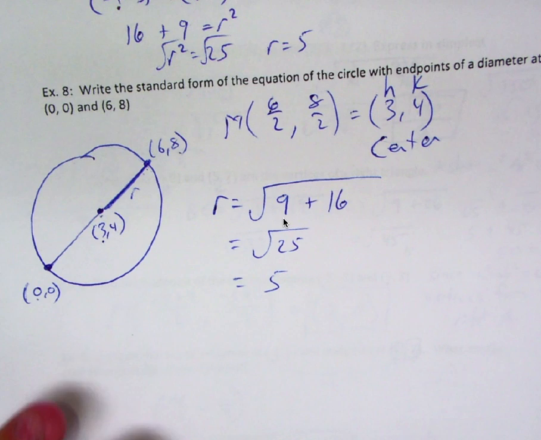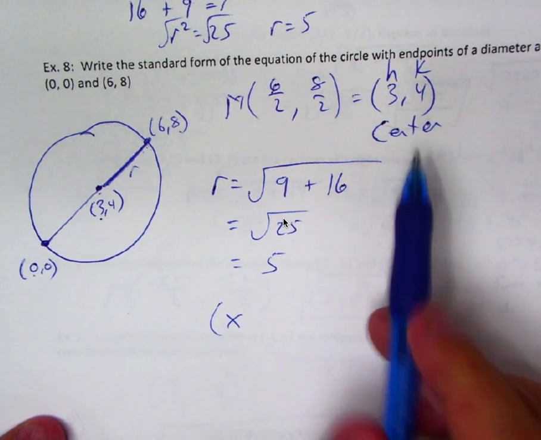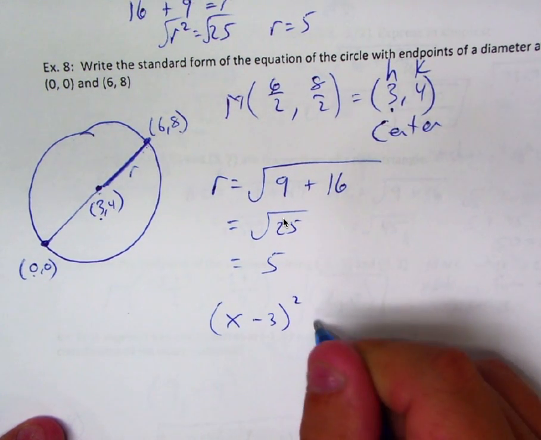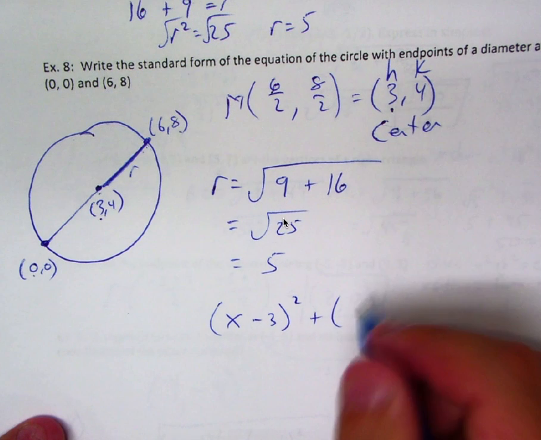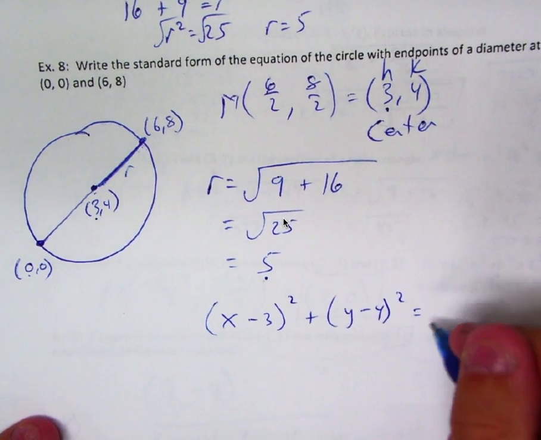Well, now we can write the equation of this circle. It's going to be x minus 3, because that was h, squared, plus y minus 4 squared equals r squared, so 25.